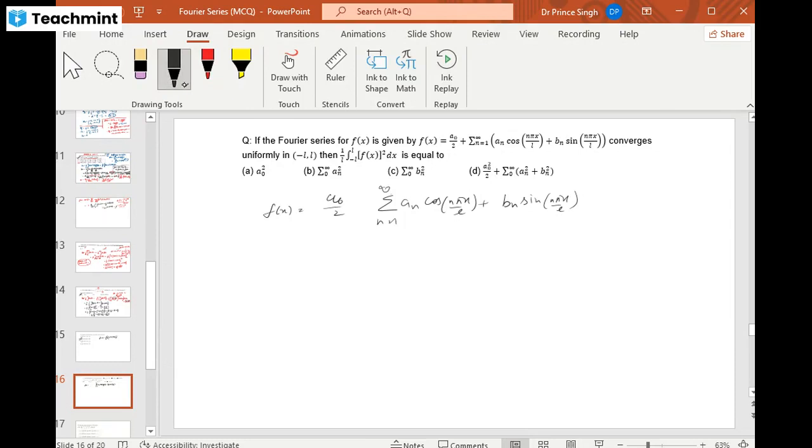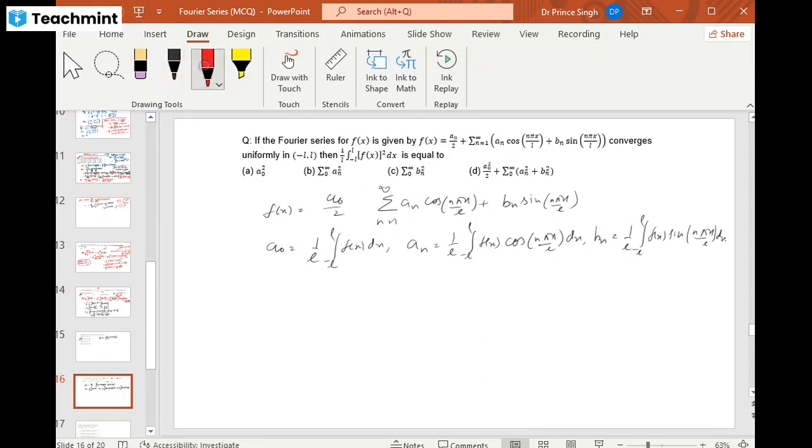We know that the value of a naught is 1 upon L integral from minus L to L of f of x dx. The value of a n is 1 upon L integral from minus L to L of f of x into cos n pi x upon L dx, and the value of b n is 1 upon L integral from minus L to L of f of x into sine of n pi x upon L dx. Now what we need here is f of x square. So what is f of x square? It means we multiply throughout with f of x.